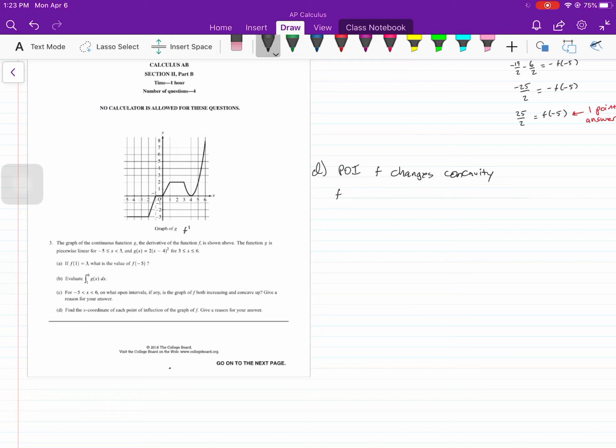Because think about it. f double prime is positive means that f prime is increasing. That means that f is concave up. And when f double prime is negative, that tells us that f prime is decreasing, which tells us that f is concave down. So we're really looking right here. When is f prime increasing and changing from increasing to decreasing? When is that change being made? That's when our concavity is changing, and that's where our points of inflection are at.